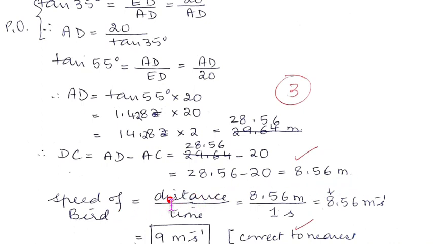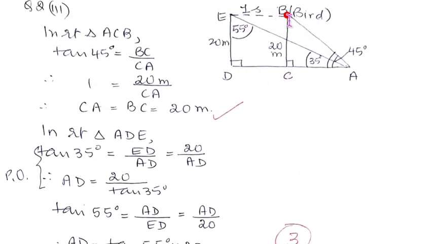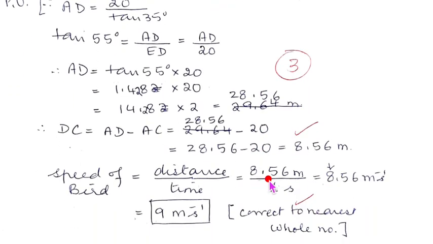Now speed of the bird will be the distance upon time, and it has traveled the distance equal to CD, which is EB, in 1 second. So distance CD is 8.56 upon 1, so that becomes 8.56 meter per second. And we have to write correct to the nearest whole number, so we show the arrow here, and that will be 9 meter per second, and that is for our 3 marks.